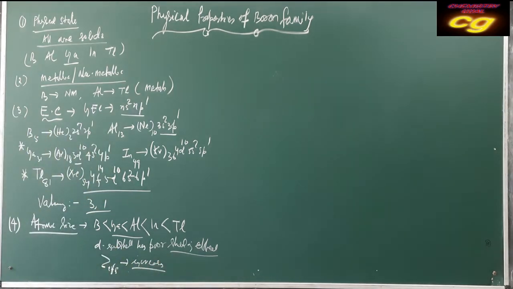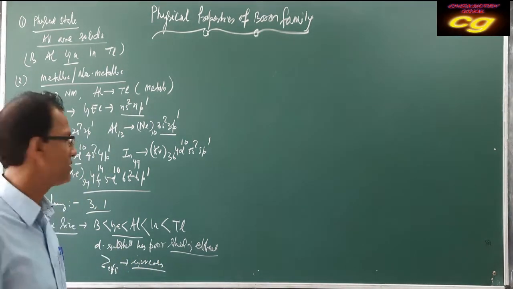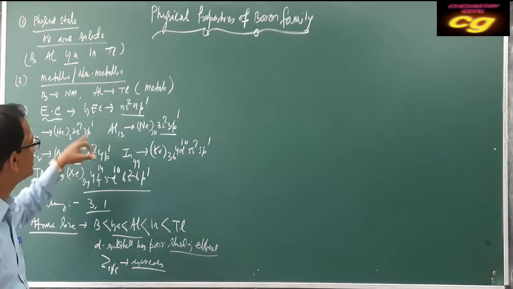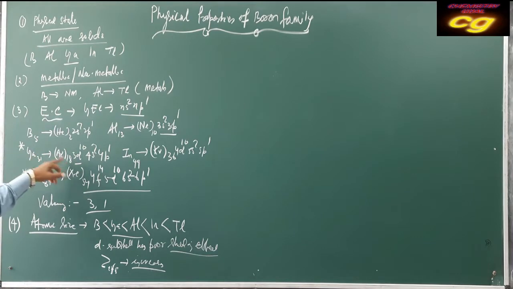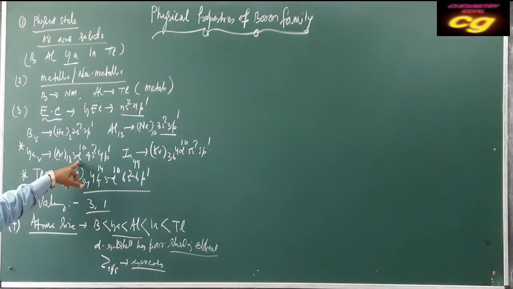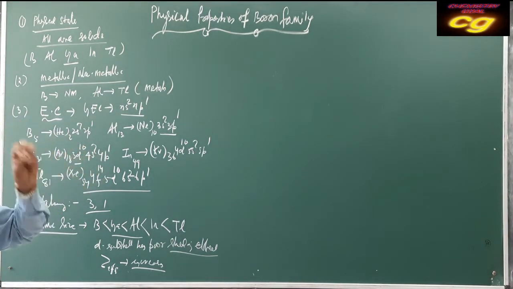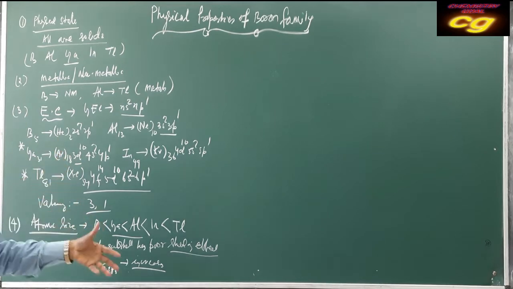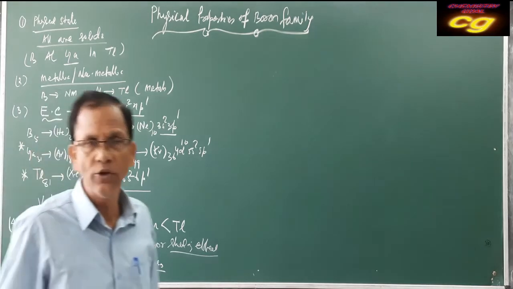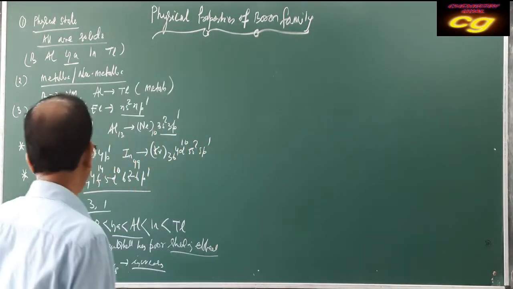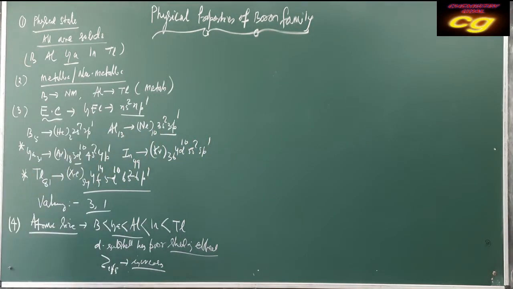As Z effective increases, size decreases. In aluminum there is no involvement of d subshells. Here there is involvement of the d subshell, which cannot screen properly. So the effective nuclear charge increases, so size decreases. That's why the size of gallium is smaller than aluminum. It's a very important difference in atomic size.